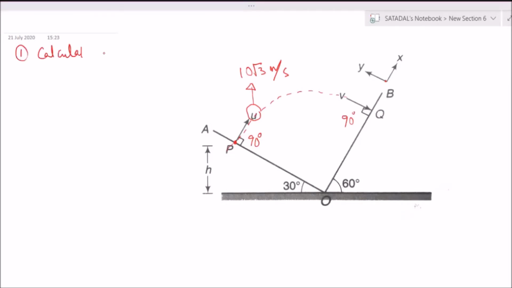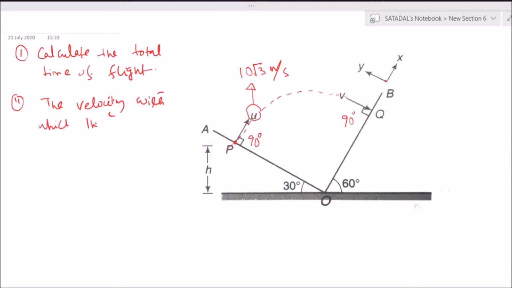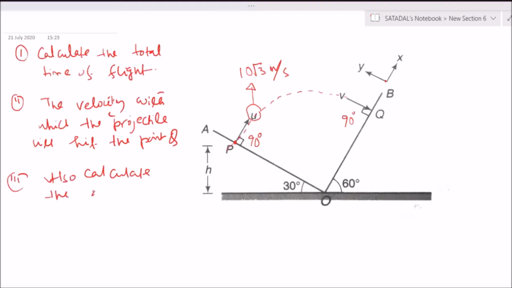calculate the total time of flight. Second, the velocity with which the projectile will hit the point Q. And question number 3, also calculate the distance PQ. So these are the 3 calculations you have to do, right?